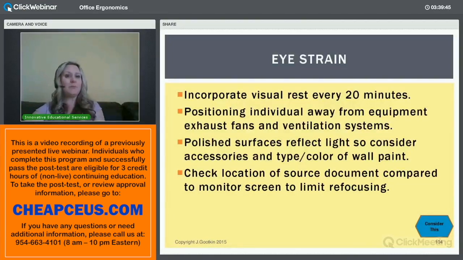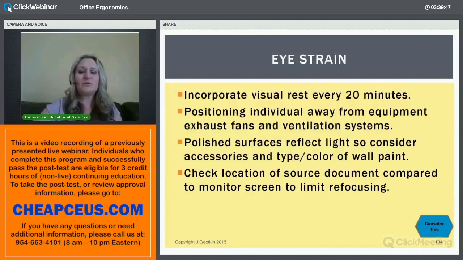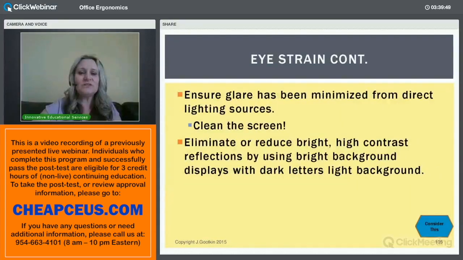Polished surfaces look pretty, but they increase glare, so we want to decrease those. Glare is also increased with dust. Who knew, right? I would think dust would provide a haze and help decrease that glare, but actually it increases it. So we're going to look at minimizing the dust, doing some cleaning in there, to help decrease glare.